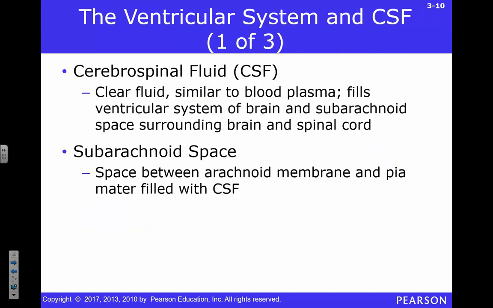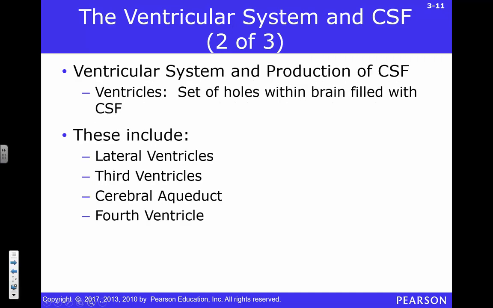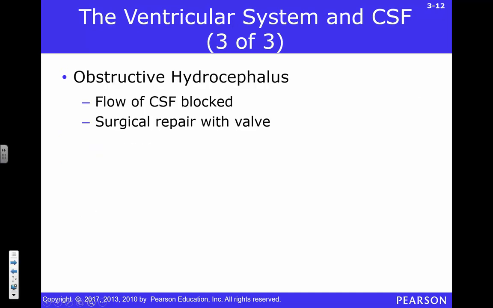All right, you've got your CSF. Basically, this is blood plasma, but it's in your brain, right? We're not going to have to think too much about CSF or that subarachnoid space. You do have 4 ventricles. You've got 2 lateral ventricles, the 3rd ventricle, and a little aqueduct between them going to your 4th ventricle.